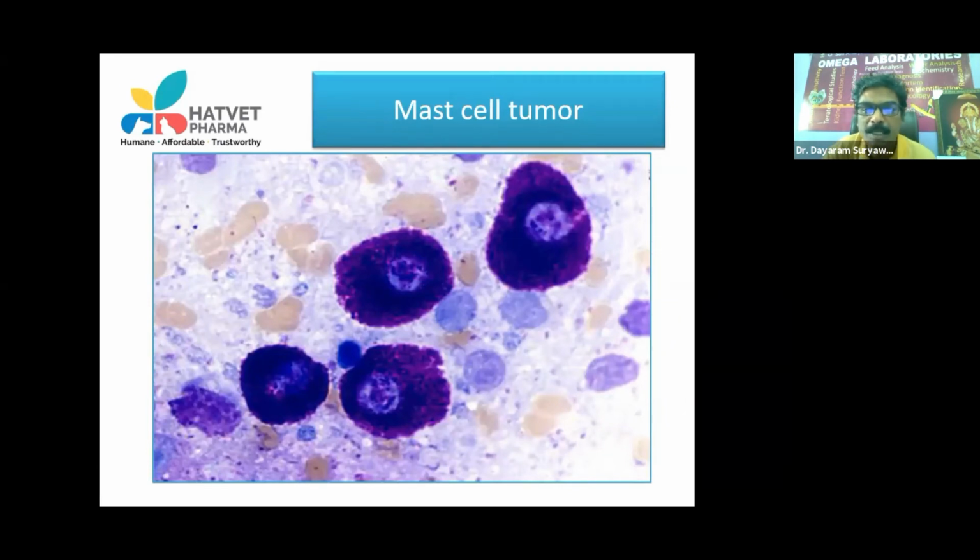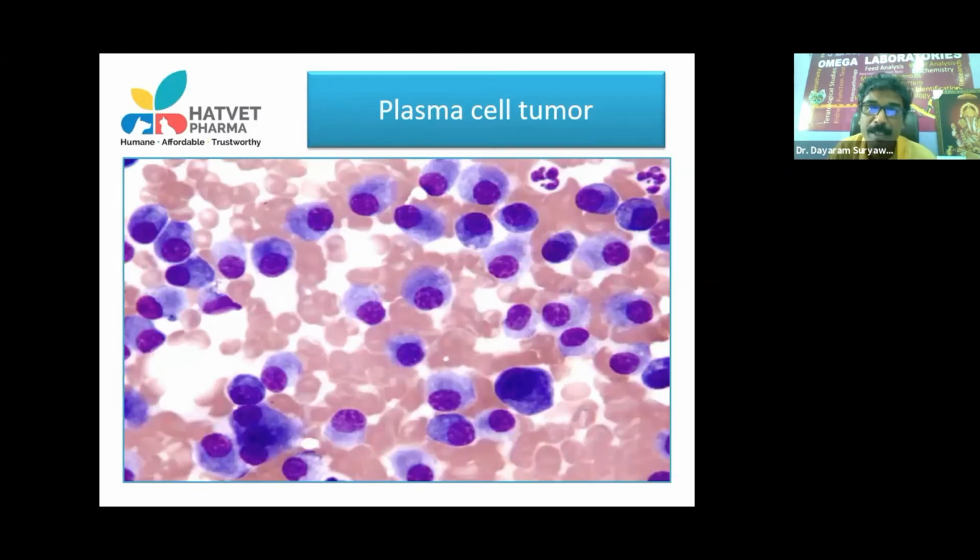They are present throughout the skin. Once we take an impression smear from the mast cell tumor, we get a large number of mast cells in the impression smear, or the cytology. Then plasma cell tumors are also present over the skin as well as in the internal organs. These tumors are characterized by a large number of plasma cells.